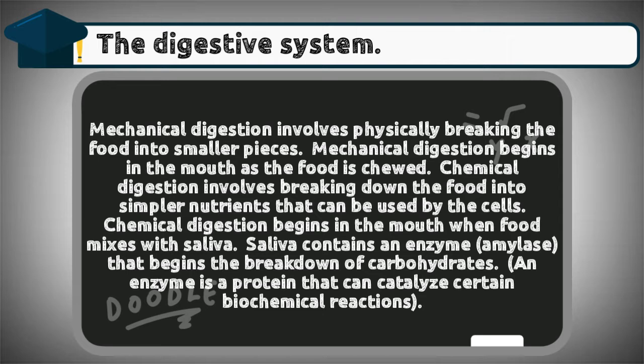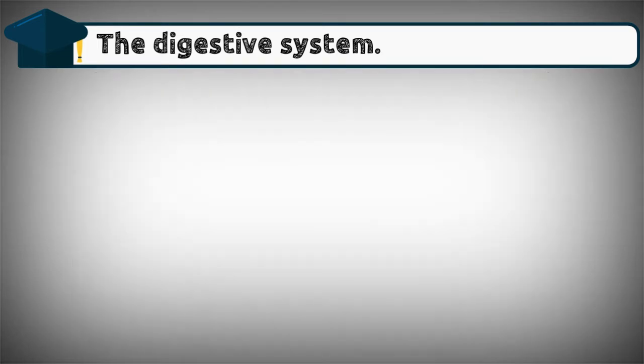Chemical digestion involves breaking down the food into simpler nutrients that can be used by the cells. Chemical digestion begins in the mouth when food mixes with saliva. Saliva contains an enzyme, amylase, that begins the breakdown of carbohydrates. An enzyme is a protein that can catalyze certain biochemical reactions.